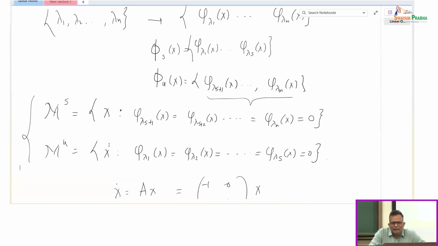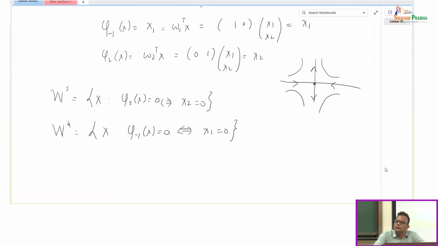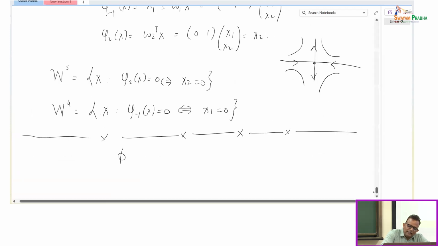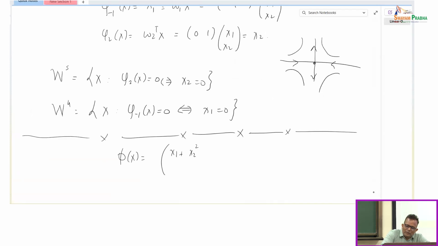You can cook up this example very easily. Instead of starting with the system, you start with the eigenfunctions. Let's say I pick some eigenfunctions, and then find a system for which those will be the eigenfunctions. Let's say a two-dimensional system, with something like x1 plus x2 squared. As long as this is invertible, I mean, you should be able to go back.